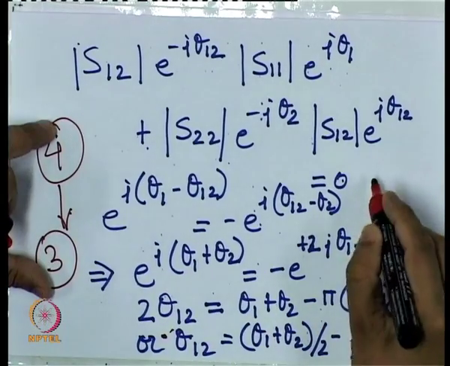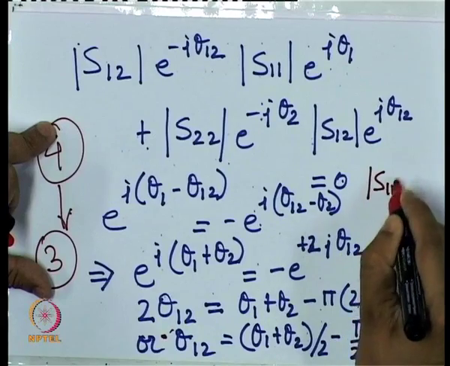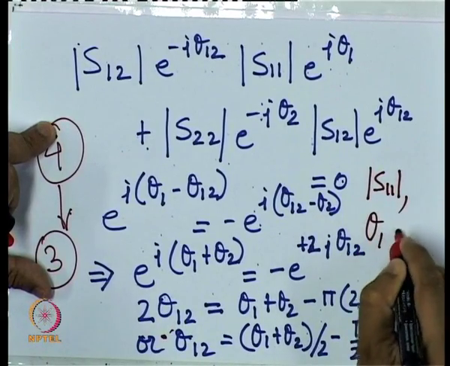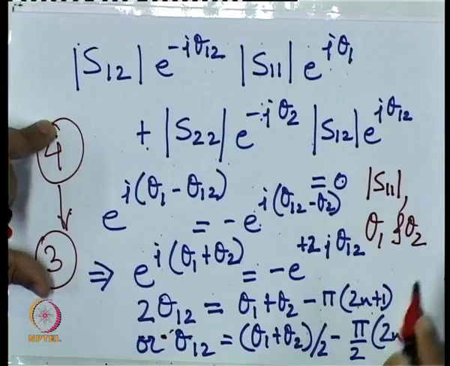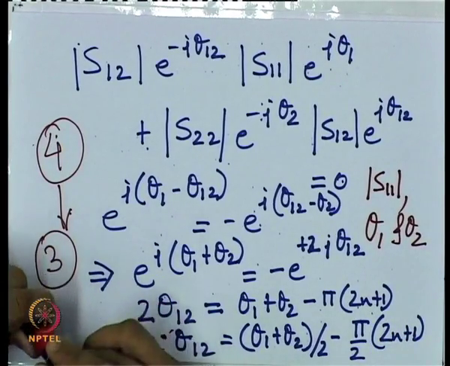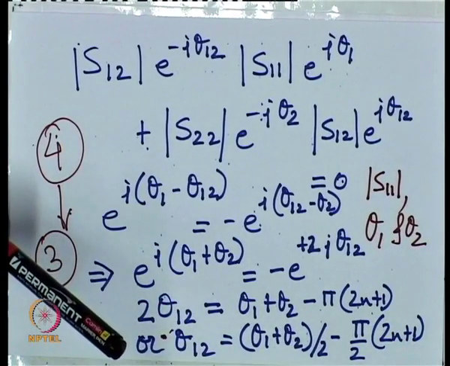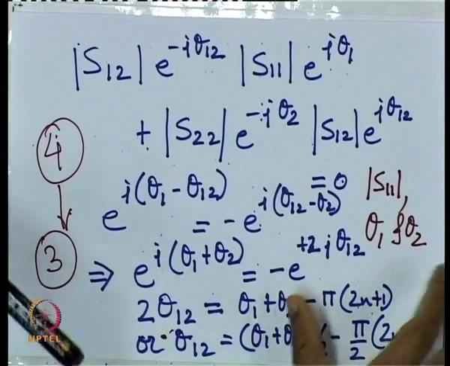So if we know S11 magnitude, theta 1 and theta 2, then we can completely characterize a lossless and reciprocal 2-port network. Now let us see how we can directly calculate the S parameters. One way that we saw in the previous lecture was a formula relating the Z parameters to the S parameters. We can use that.